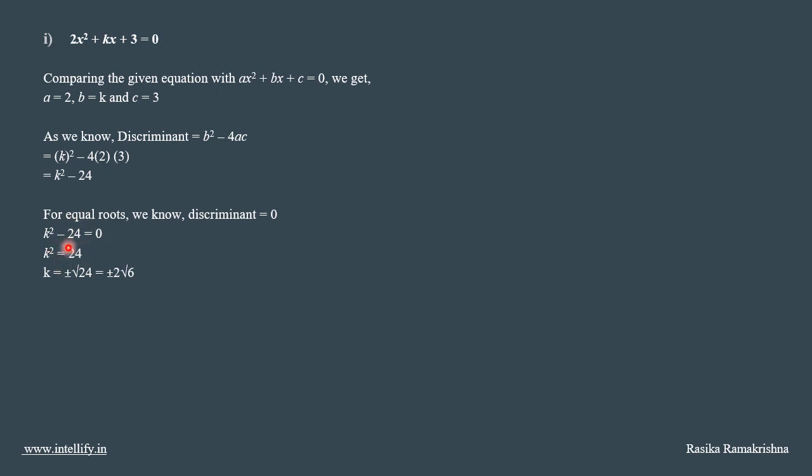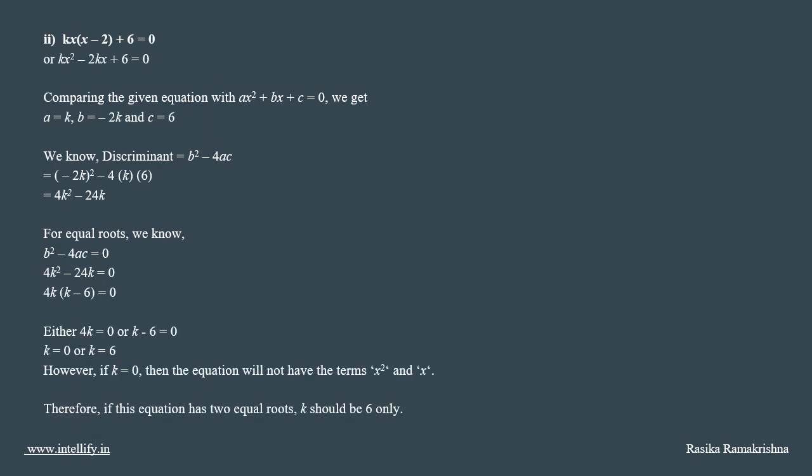When you solve k square minus 24 equal to 0, you have k square equal to 24, which implies k is equal to plus or minus root 24, which upon simplification is plus or minus 2 root 6. So for these values of k, the equation will have two equal repeated roots. You can go ahead and find out what the roots are. I'm not going to be doing that.